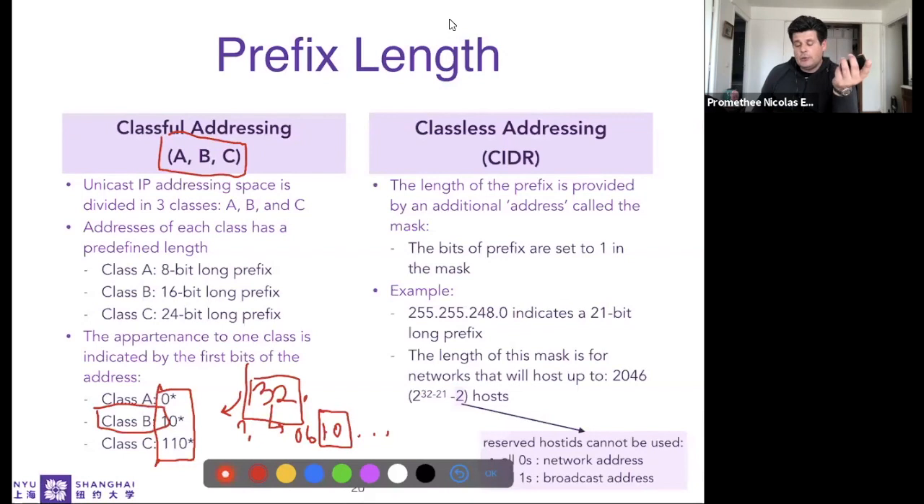Okay, do you understand how to know the class? You just look at the first bit. You convert the first byte, you look at the first bit, and you know which class it is.